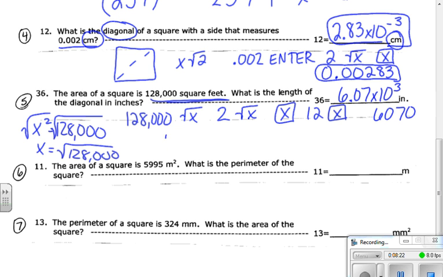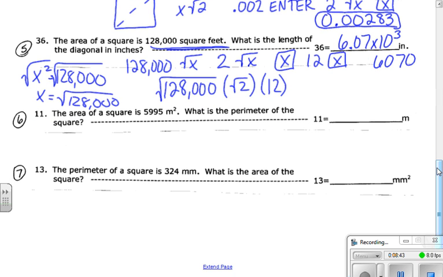If you want to have it written down in a more normal format that you're more used to, you would have the square root of 128,000 times the square root of 2, and then we'd need to multiply it by 12. This is what we're doing. The other is just how you type it in the calculator.